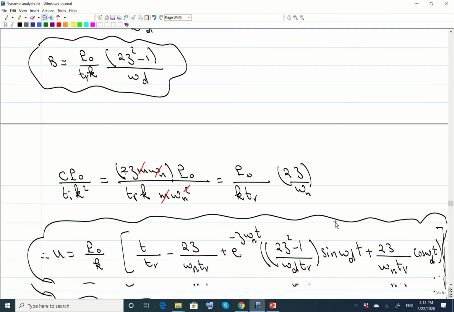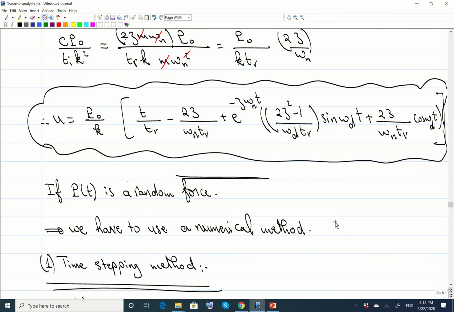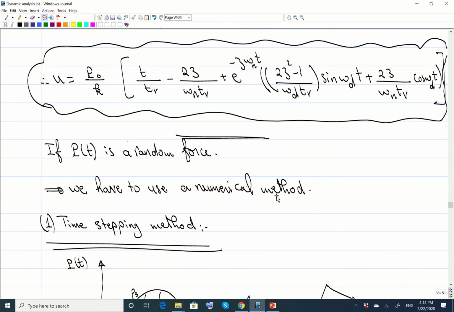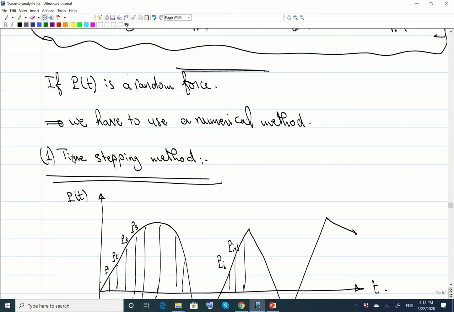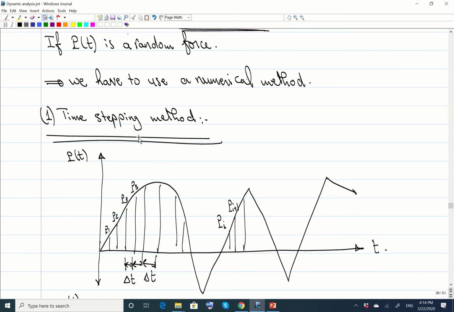Usually an earthquake will not be linear, will not be constant. Usually an earthquake will be a random force. So if P of t is a random force, how will we solve for the displacement? We have to use a numerical method. We're going to discuss two numerical methods. So what are those two numerical methods?